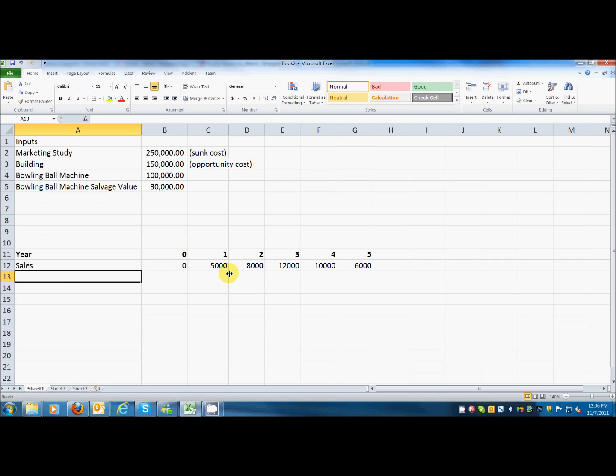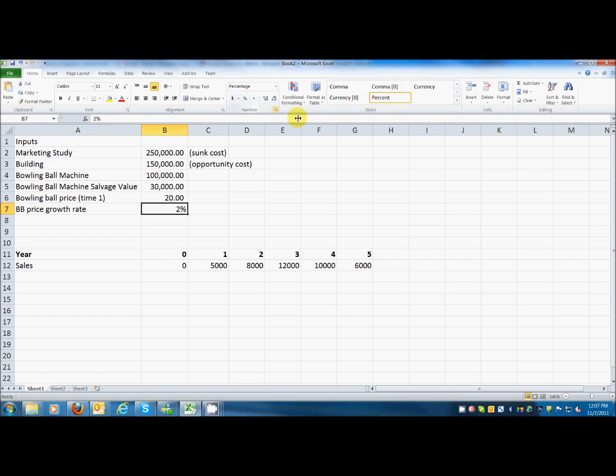The price of bowling balls in the first year will be $20. So bowling ball price, year one. Let's call that time one, is $20. Okay. The bowling ball market is highly competitive, so they believe the price of bowling balls will increase only at 2% per year. So, bowling ball price growth rate, 0.02. And I'm going to go back and format that as a percentage. And we always like two decimal places in this class, so there we go.